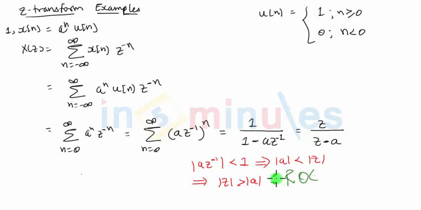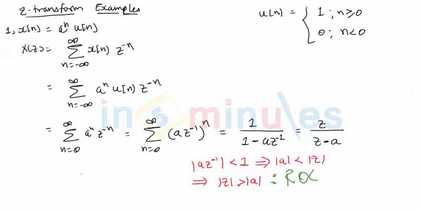So what is ROC? ROC is nothing but the range of values of Z for which the Z transform will exist. For the remaining values of Z, this Z transform will not be valid. The Z transform will not be defined, in simple words. So it's very important to mention ROC along with any Z transform.